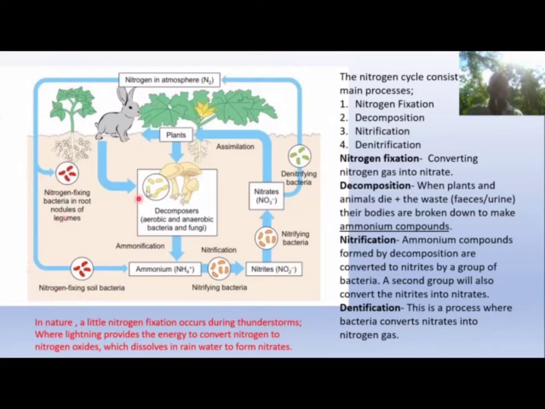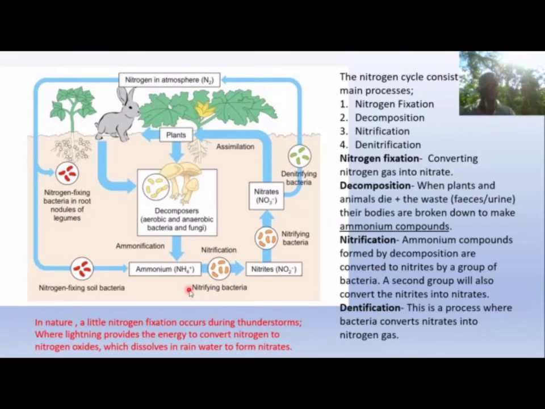And then you have another set of bacteria that work alongside the decomposers. They are called nitrifying bacteria. And what nitrifying bacteria do is the process of nitrification. Convert the ammonium compounds into nitrites, and then from nitrites into nitrates. Once you reach a nitrate, plants can absorb it. Once it's absorbed by plants, animals eat the plant and animals get it.